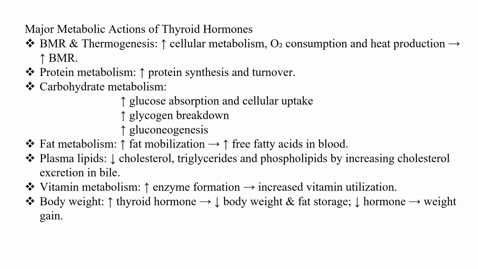Now, let us look at the major metabolic actions of thyroid hormones. The first important effect is on basal metabolic rate or BMR and thermogenesis. Thyroid hormones increase cellular metabolism, oxygen consumption, and heat production. As a result, they increase the basal metabolic rate. Next is protein metabolism. Thyroid hormones influence protein synthesis and protein turnover.